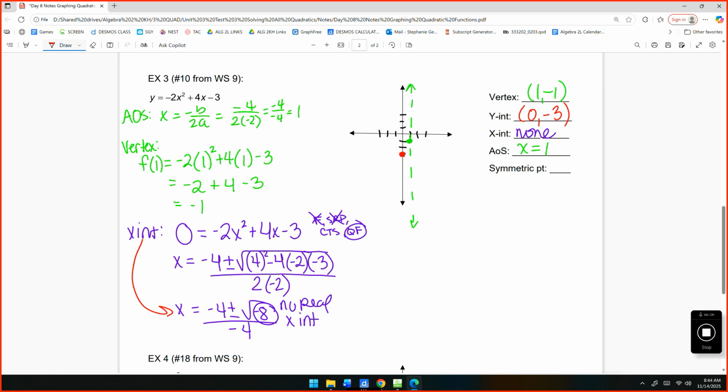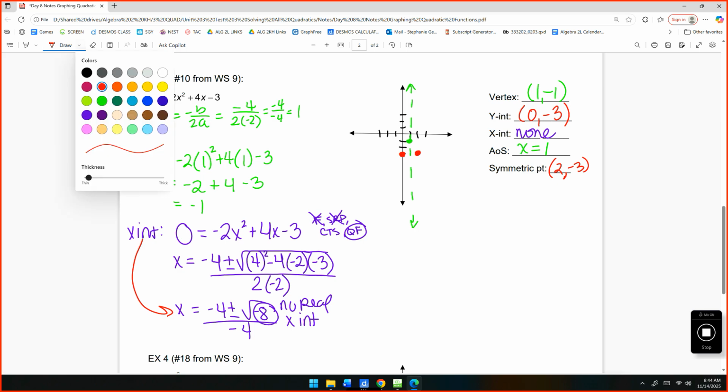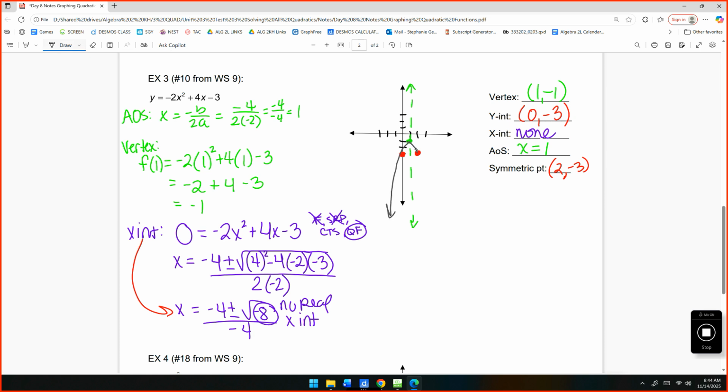And then you can kind of see, oh yeah, so let's reflect to get the symmetric point. That's just 1 unit on the other side of the axis of symmetry. So our symmetric point is 2, negative 3. And as we connect it, you can kind of see, oh yeah, that makes sense why when we were trying to solve for the x-intercept, we couldn't do it, because there's no x-intercept. But I needed all this work because that's what proves why there's no x-intercept.